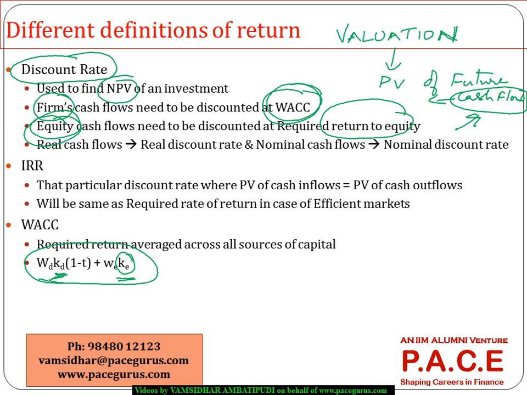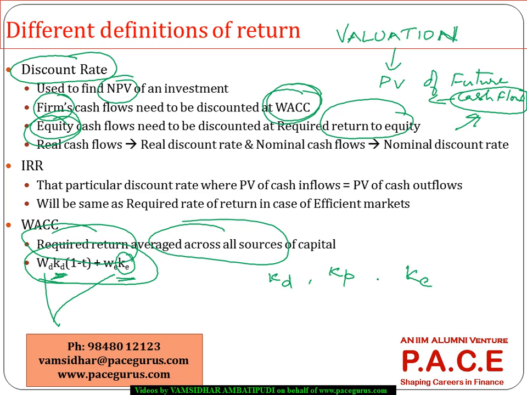Especially if a company is having both debt capital as well as equity capital, we are trying to find out what is the required return, not just for the equity investors but averaged across all the sources of capital. We may have some debt investors, some preference share investors, some equity investors, and each investor will have a different required rate of return. So if I am doing an average of the required rates of return of all the capital suppliers to the business, weighted by the amount that they have supplied, that is what we call the weighted average cost of capital.